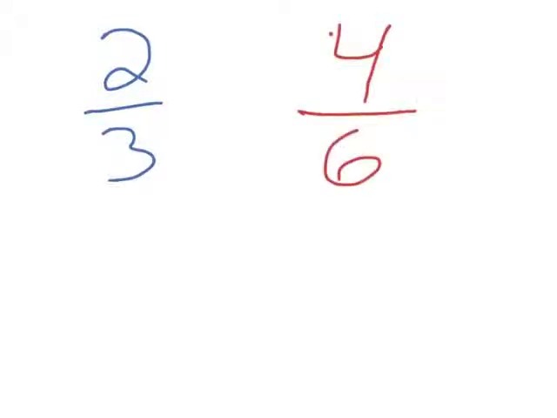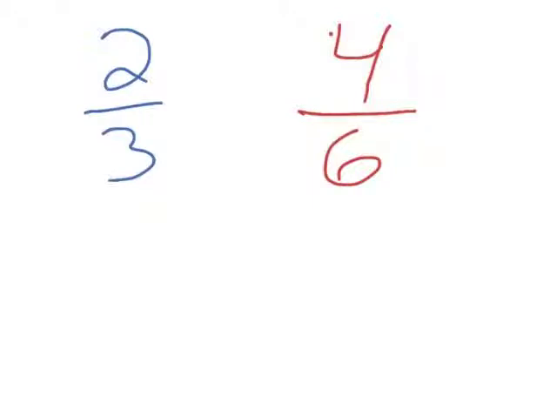Boys and girls, here we're going to look at two ratios and see if they are indeed equivalent, which means that they would make a proportion. If two ratios are equivalent, then they make a proportion. So let's take the ratio 2/3, and we'll take the ratio 4/6, and we want to see if they are in fact a proportion.